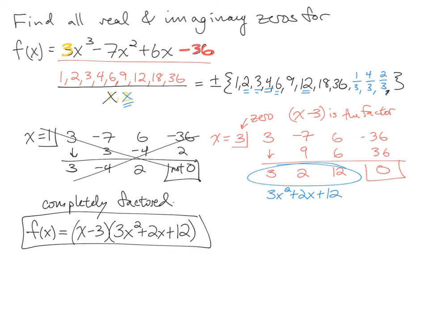Cool. Our goal, though, up here said to find all real and imaginary zeros for this function. We already know one of the zeros, so I'm going to make my list here. Let's do this in purple, I like purple. So our zeros for f of x are 3. That's all we know right now from that one. Since we cannot factor this one nicely, what we have to do then is solve it a different way. So we use the quadratic formula.